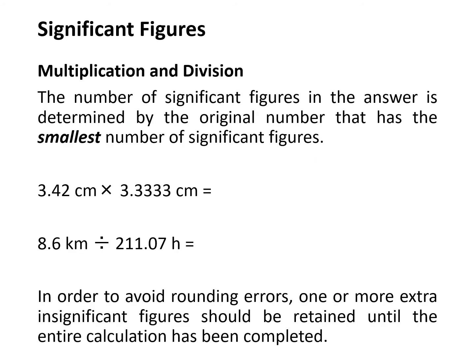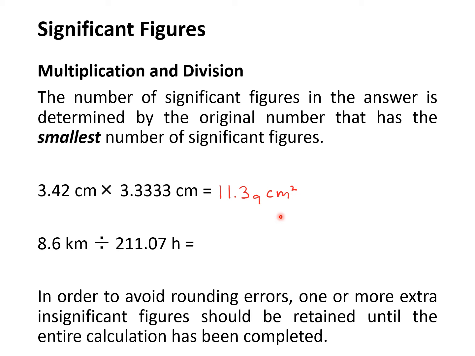Now, when you are multiplying and dividing, it's important to remember that the number of significant figures in the answer is determined by the number that has the smallest number of significant figures. So, in this case, when we multiply these two numbers, our answer should have 3 significant figures because this number has the fewest number of significant figures, which is 3. In this case, I have included one extra significant figure, which I have indicated with a subscript, just in case we need to use this answer for calculation further down the line.